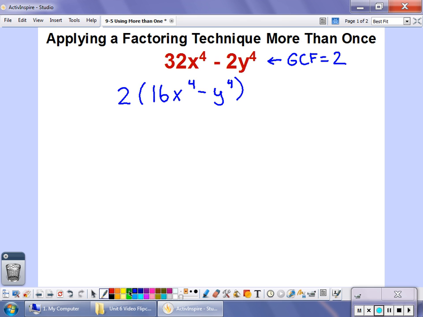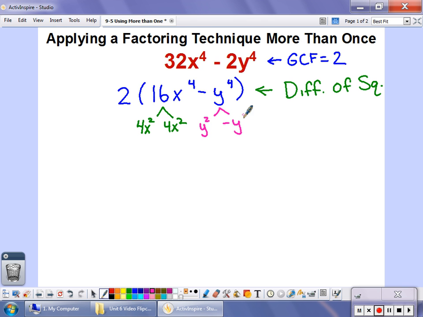When I look at this, I notice I have a difference of perfect squares here. Okay, this is going to be a difference of squares. And what I notice is this 16x to the 4th can be 4x squared times 4x squared. And this y to the 4th is going to be y squared times negative y squared, one of each because it's a negative there. So if I go to factor this, I have my original GCF of 2.